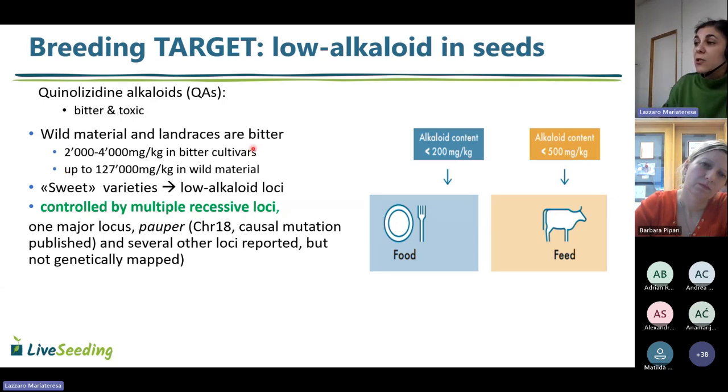This trait is controlled by several recessive loci, of which one major locus, the pauper, was published in 2023 with the causal mutation, making it possible to do marker-assisted selection.